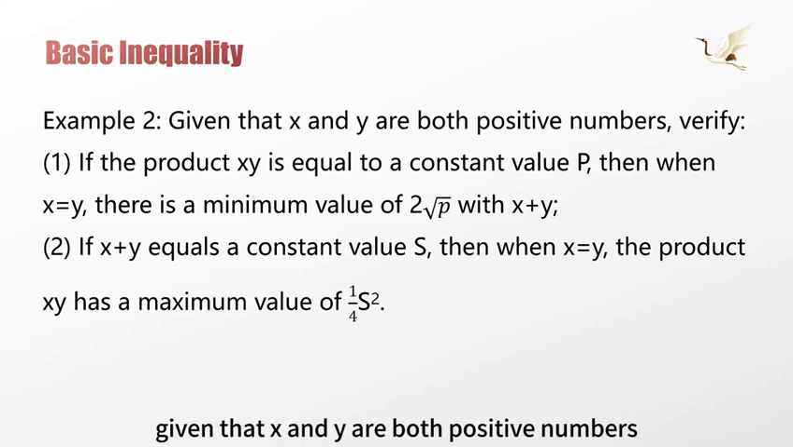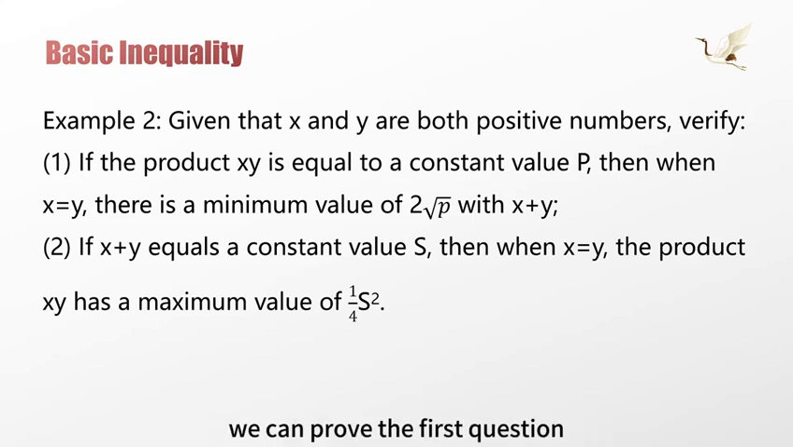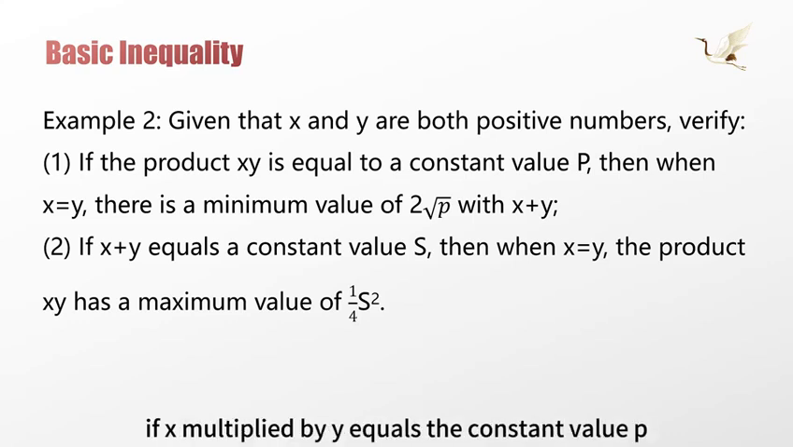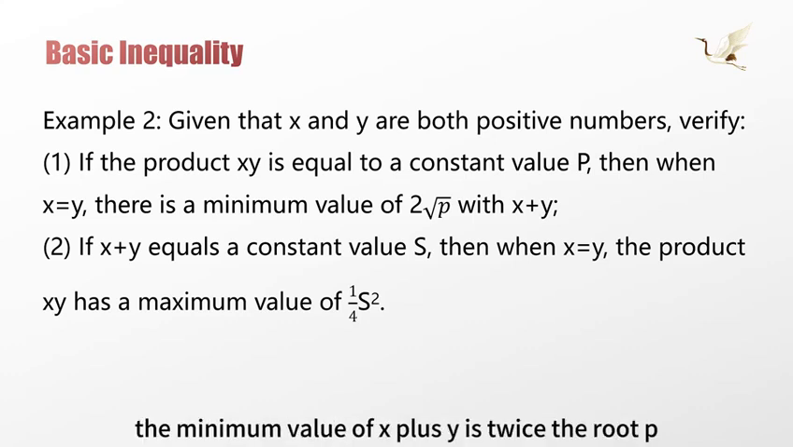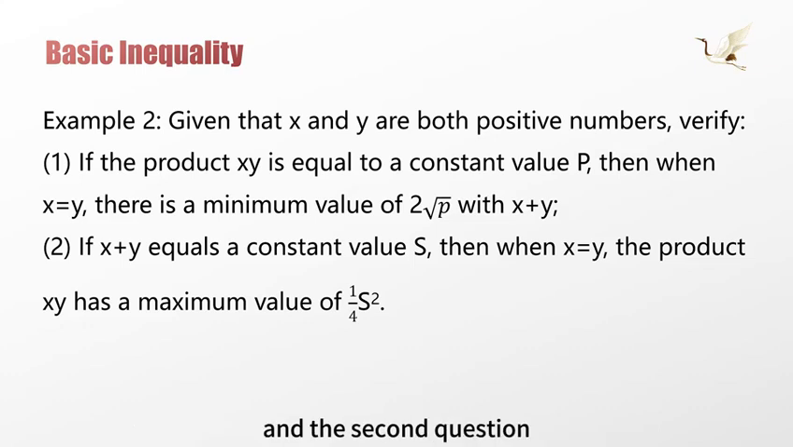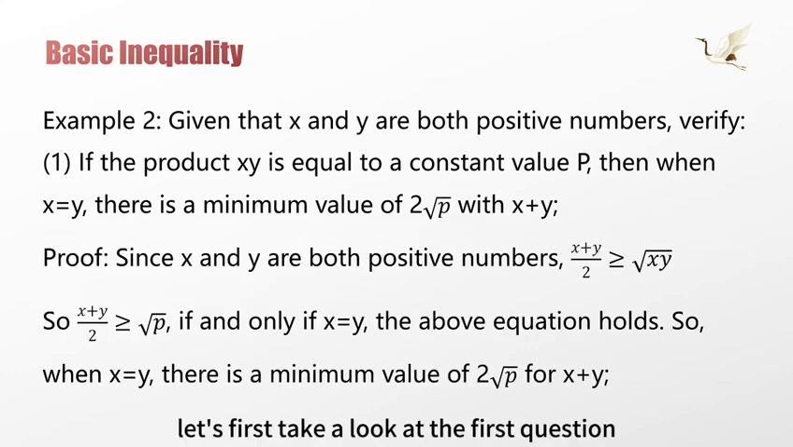Given that x and y are both positive numbers, we can prove the first question. If x multiplied by y equals the constant value p, then when x is equal to y, the minimum value of x plus y is twice the root p. And the second question is, if x plus y equals the constant value s, then when x is equal to y, the product x multiplied by y has a maximum value of 1/4 of s squared. Let's first take a look at the first question.